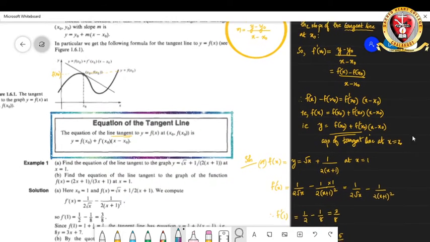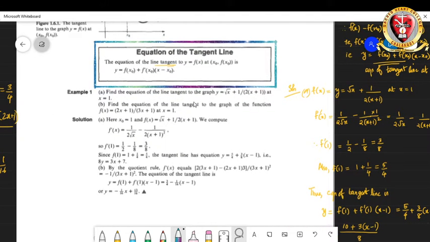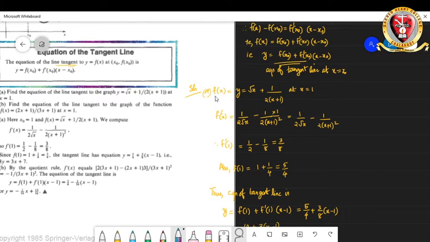So the next questions will be to find the equation of the tangent lines. The first question is, you are given a function y is equal to f of x, which is root x plus 1 by 2 into x plus 1. You have to find the equation of the tangent line at x is equal to 1. So we are given y is equal to f of x, which is equal to root x plus 1 by 2 into x plus 1. You have to calculate the tangent line at x is equal to 1, right?